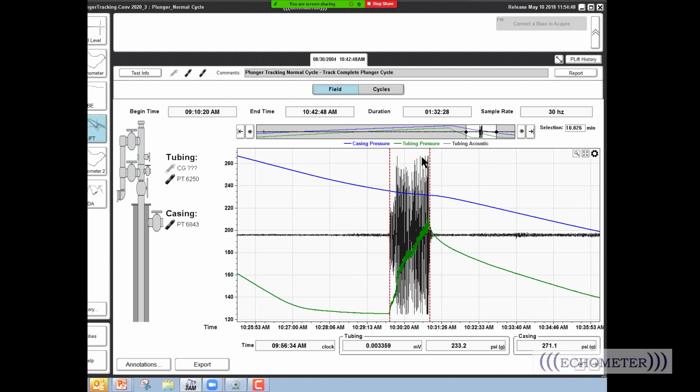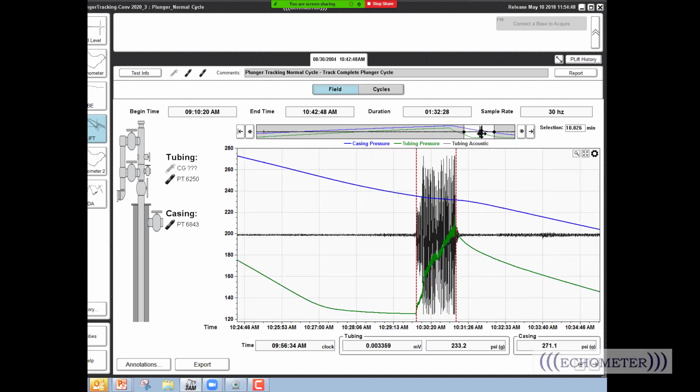Now, these dashed lines right here are the annotations that we marked this trace with while we were acquiring data. When we were acquiring data, we saw the liquid arrive and we saw the plunger arrive, and so we put those annotations on this data set so that we could mark this and know what happened right there for later analysis. And this is the entire time right here, and I can move through this time and look at it.